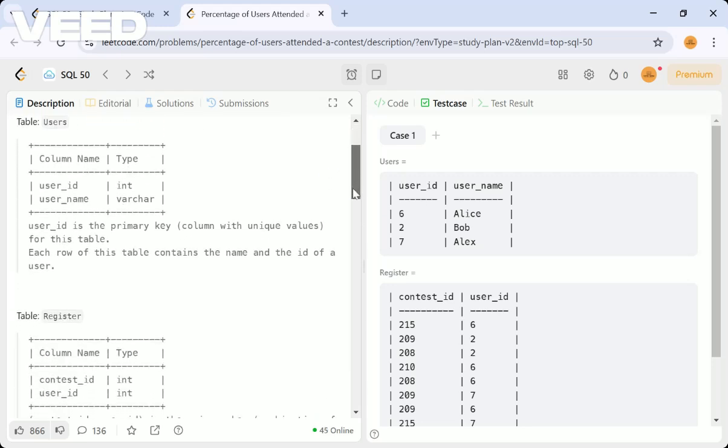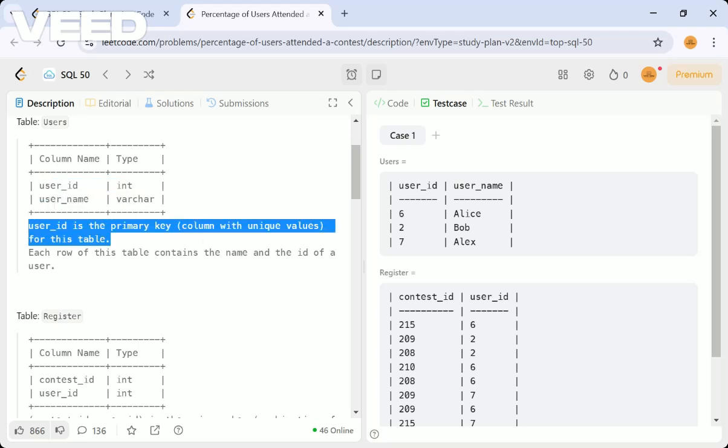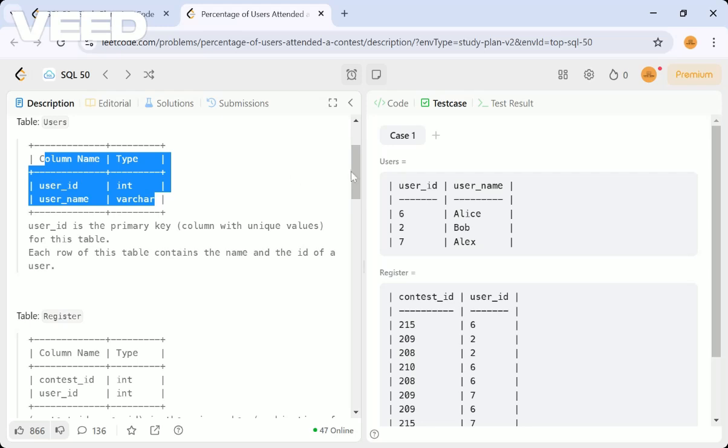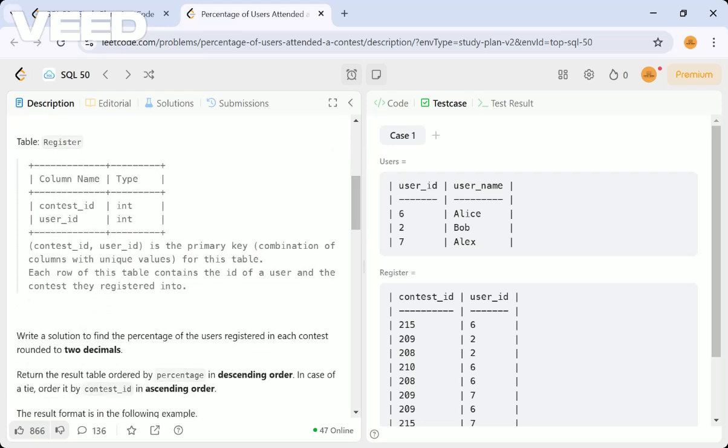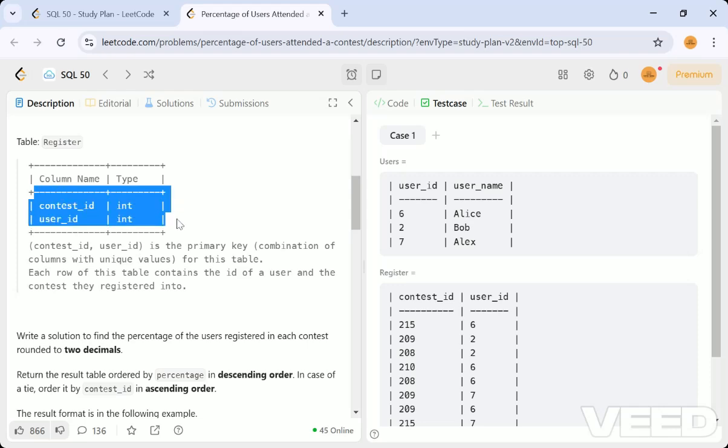As per the schema, the Users table has user ID and username. User ID is an int, username is a varchar, and user ID is the primary key with unique values in this table. Each row of this table contains the name and the ID of a user. User related data is in the Users table, and in the Register table we have contest ID and user ID. For which contest a particular user has registered, that information is present in this Register table. Contest ID and user ID together form the primary key, which is a combination of columns with unique values in this table. Each row of the table describes the ID of a user and the contest they have registered for.